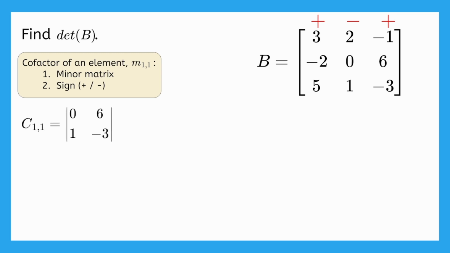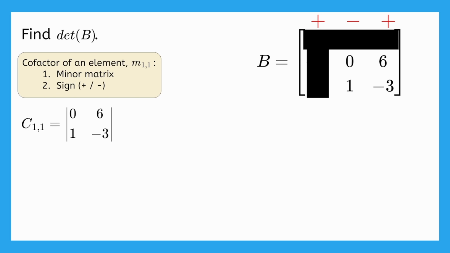C11 has a minor matrix of 0, 6, 1, negative 3, which I found by crossing out the first row and first column of matrix B. I also know C11 will be positive using the checkerboard shortcut. The determinant of the minor matrix of C11 is negative 6.